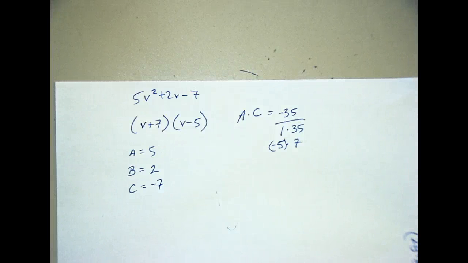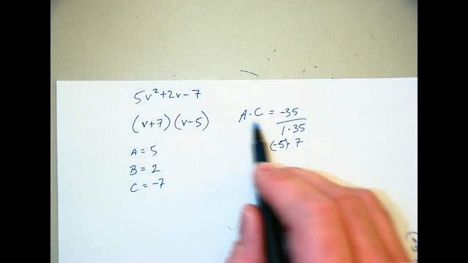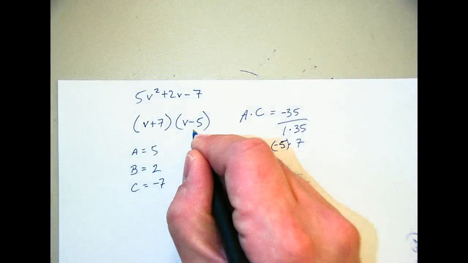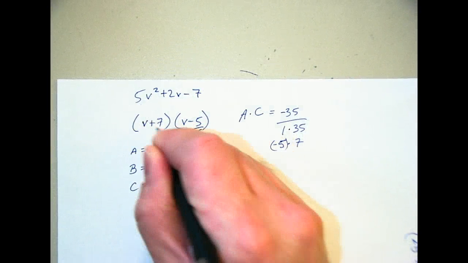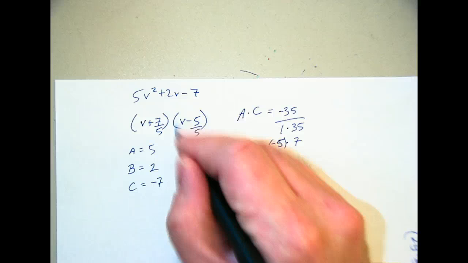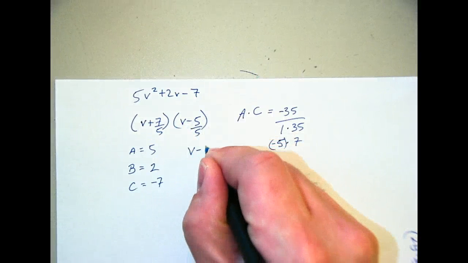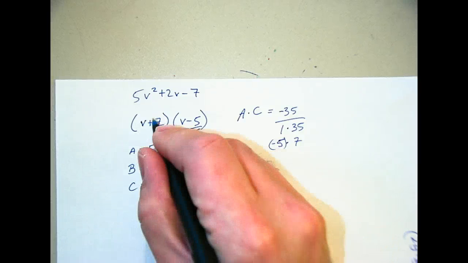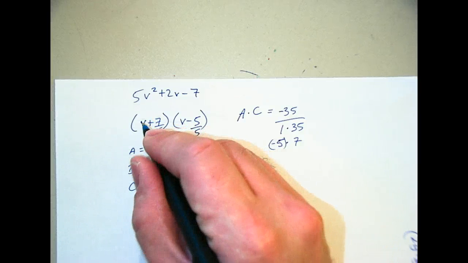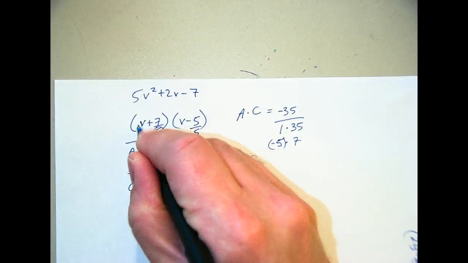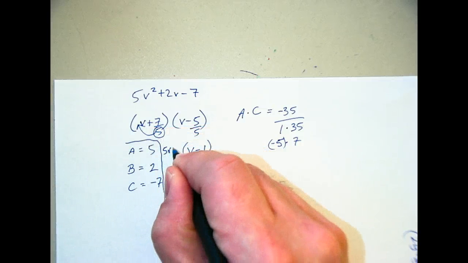The last step. Annalise? Yeah, we multiplied by A to begin with. Now we divide by that A. Divide by 5 and reduce. Does this one reduce? Yep, it becomes v minus 1. And does this reduce? That does not reduce, so we just move the 5 out in front. We get 5v plus 7.